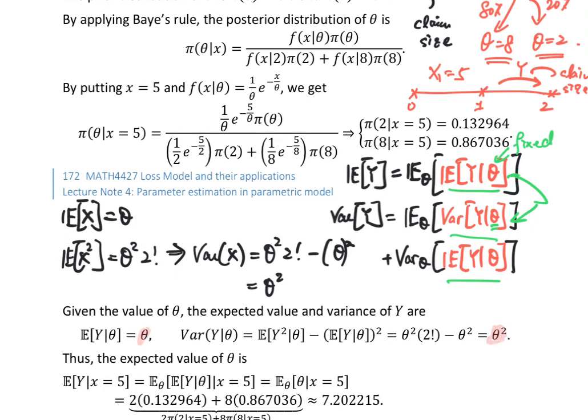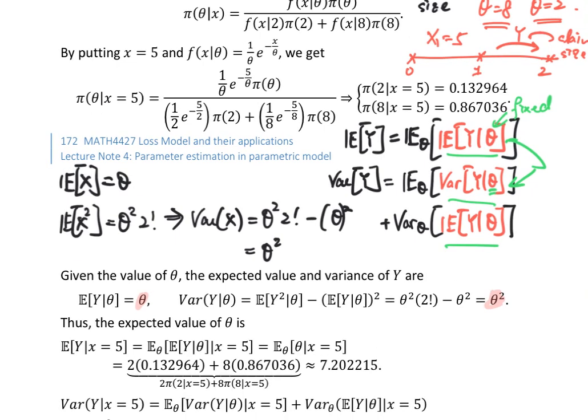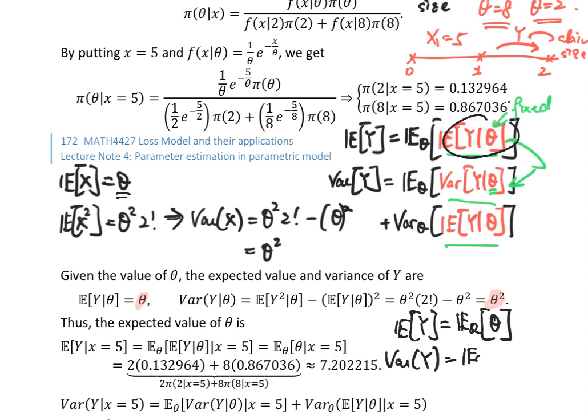Now given this, you can calculate the expected value of Y. Here the expected value of Y is equal to the expected value of theta. Then for the variance, that will be the expected value of theta squared, since the variance given theta is theta squared, plus the variance of theta. Here just bear in mind theta is a variable.